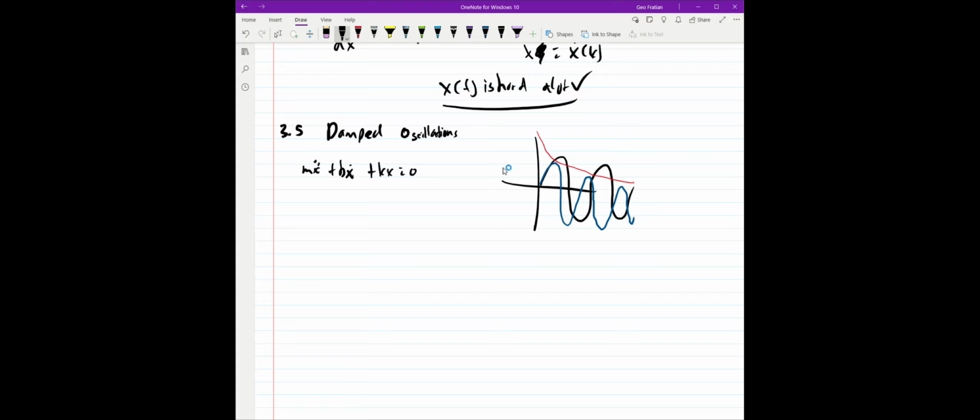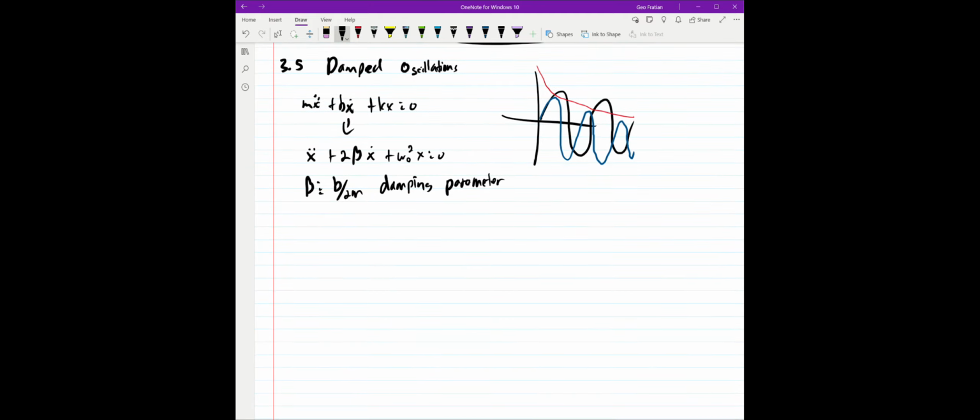But what we can do is rewrite this, dividing by m: x double dot plus 2 beta x dot plus omega naught squared x is equal to 0. Where again, omega naught squared is just k over m, and 2 beta is b over m. So beta is defined as b over 2m, which is the damping parameter. These are a very famous and important class of second-order differential equations.